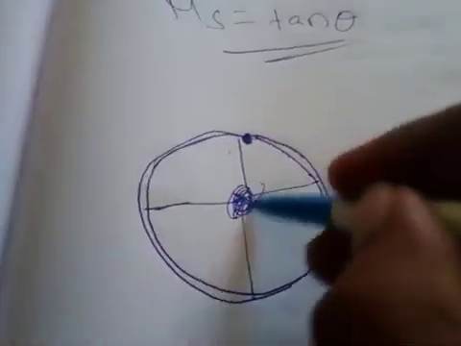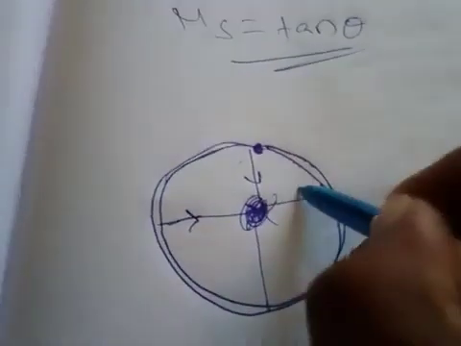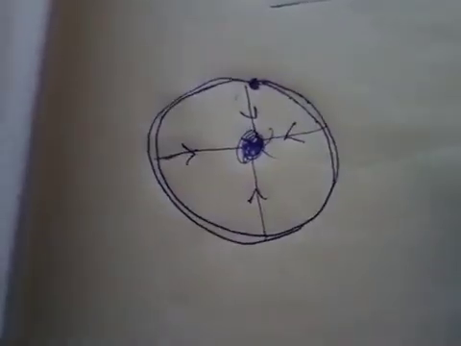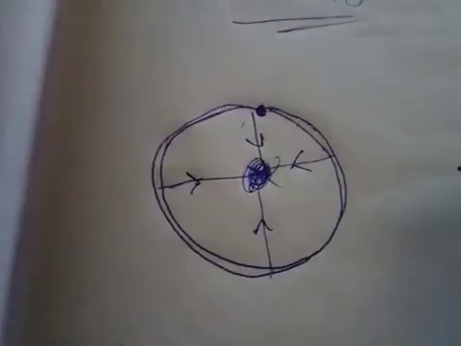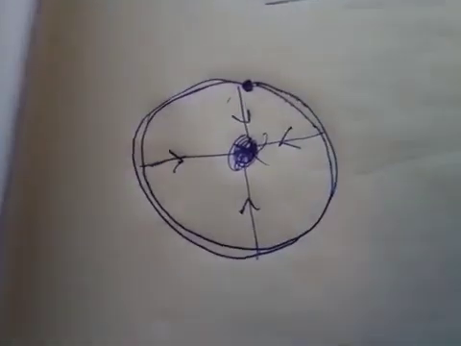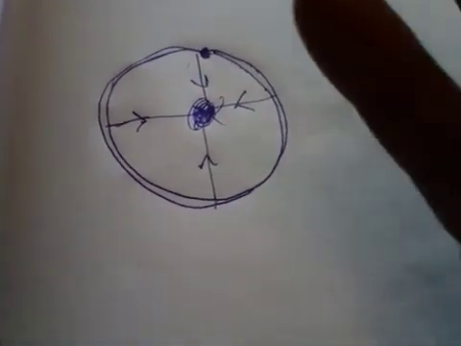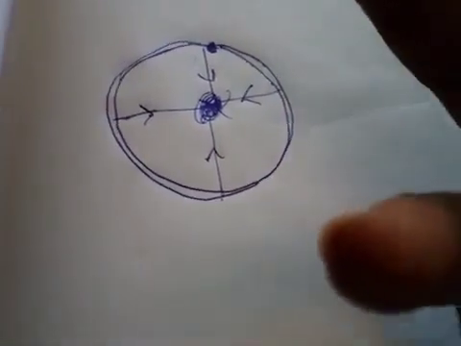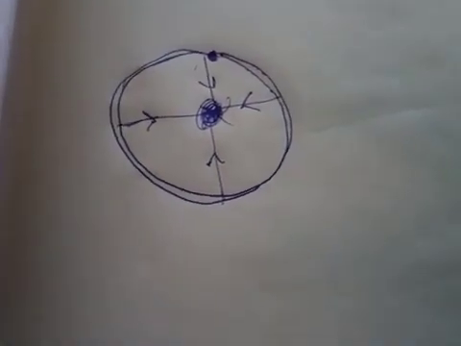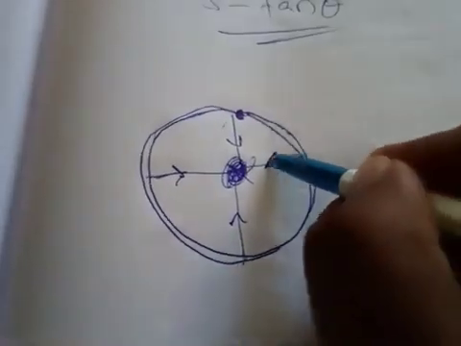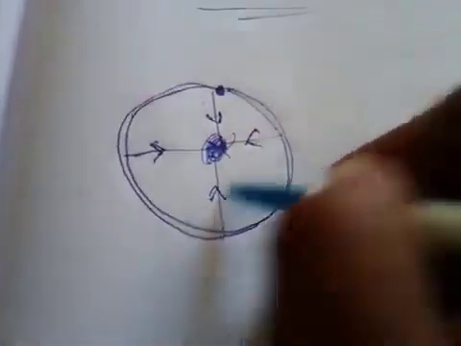So if there is an acceleration, there must be a force also acting towards the center of the circle. So this force only we are saying centripetal force. This is an inward force, which is acting towards the center of the circle. That is what we can tell centripetal force. Always, whenever there is an object moving in a circular motion, there must be a force which is acting towards the center of the circle.